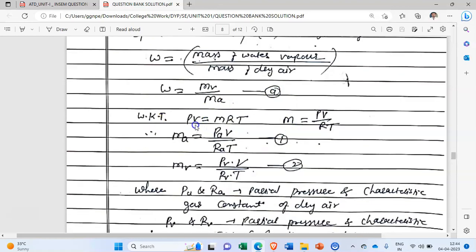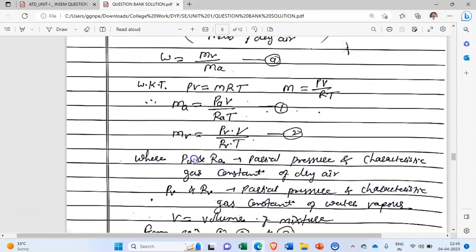We know that PV is equal to mRT, and from that we can write m is equal to PV upon RT, right? So if we apply this formula for air, Ma is equal to PA V upon RA into T. This is equation number 1. Now here V and T, volume and temperature, will remain constant. For vapor, mV is equal to PV V upon RV into T, where V by T again remains constant. This is equation number 2.